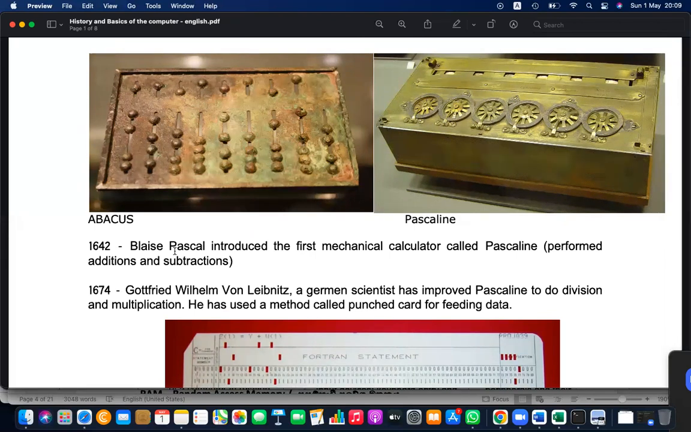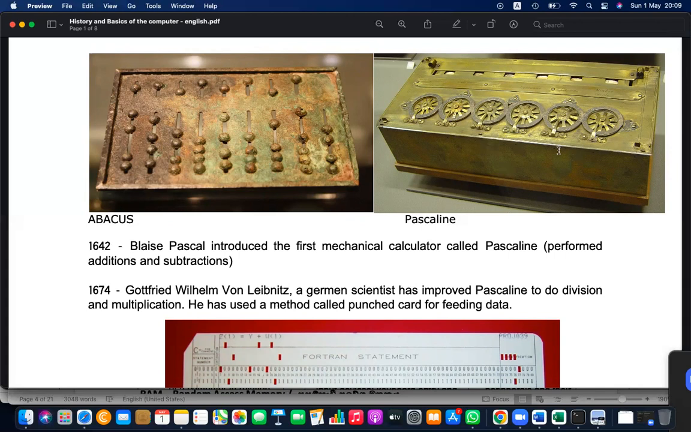Then in 1642, there is no need to actually remember the years, just try to remember the facts. Anyway, I'll give you this note, right? There was a person called Blaise Pascal. He invented something called the Pascaline. You can see this is the Pascaline machine. This machine was used to perform additions.